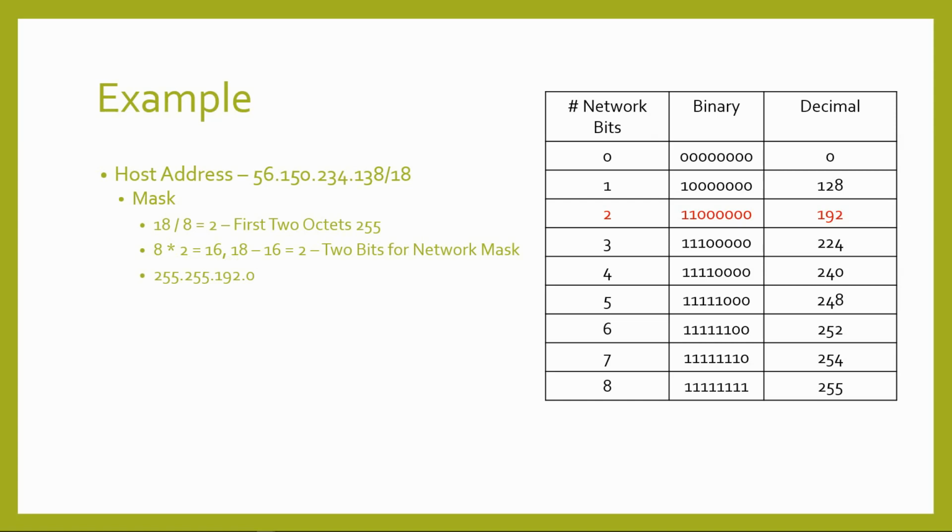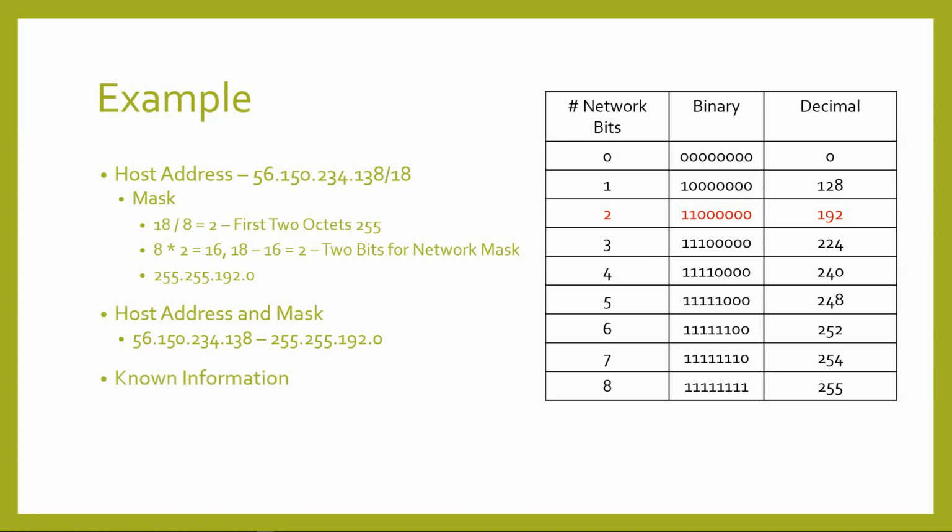So now we've just converted the /18 into a subnet mask of 255.255.192.0. This makes the rest of our calculations very easy. Well, we'll calculate the host address. The host address becomes 56.150.234.138, and it's going to have a mask of 255.255.192.0. So let's start our calculation.